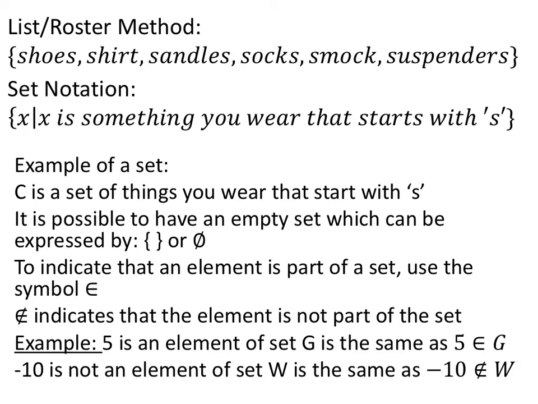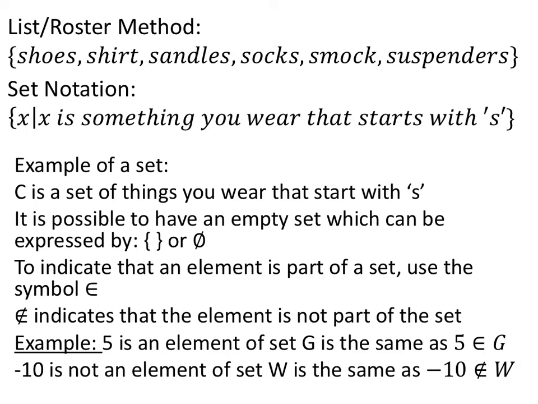All right, set notation, we just saw that, right? X, such that X is something you wear that starts with S. Now again, this is usually numbers, so there'd be an inequality there instead. So an example of a set, C is a set of things you wear that starts with S. It's possible to have an empty set, which we'd have the fancy brackets. But some people like just the circle with the slash through it. That shows also that it's empty.